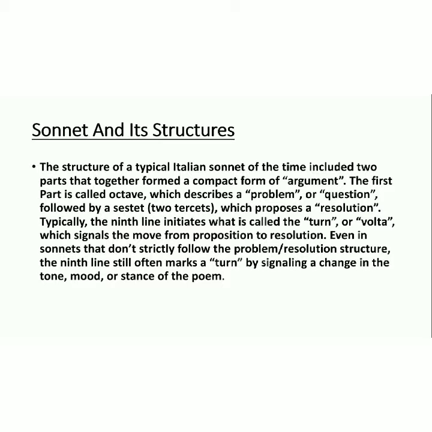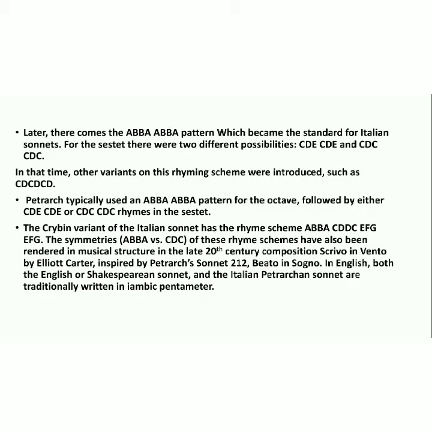The structure of a typical sonnet of the time included two parts that together formed a compact form of argument. The first part is called the octave, which describes a problem or question, followed by a sestet, meaning two tercets, which proposes a resolution. Typically, the ninth line initiates what is called the turn or volta, which signals the move from proposition to resolution. So there comes the ABBA, ABBA pattern, which became the standard for Italian sonnets.